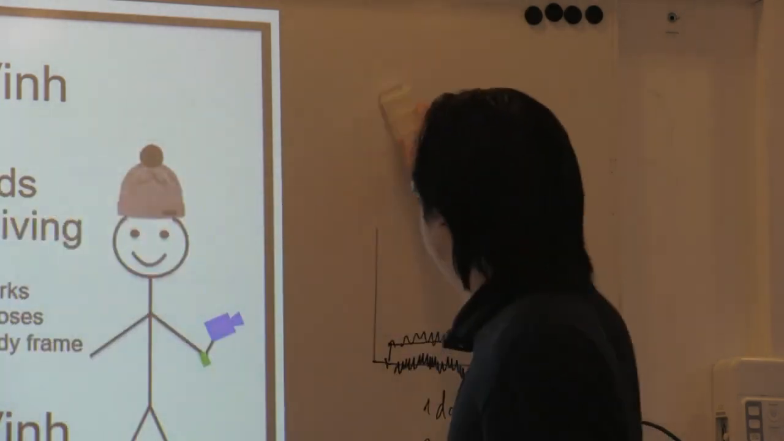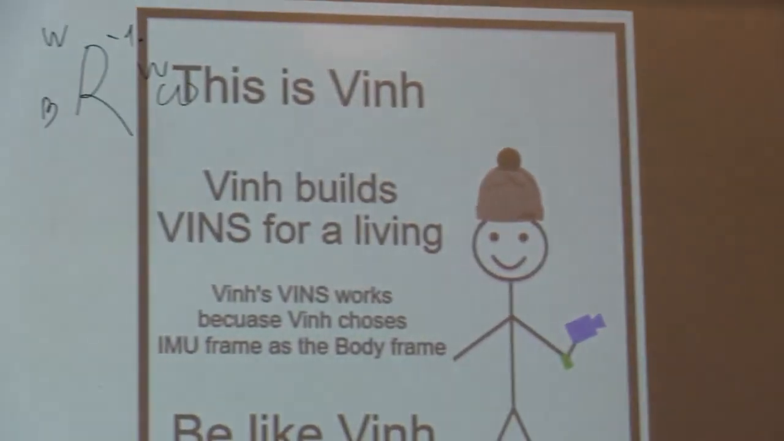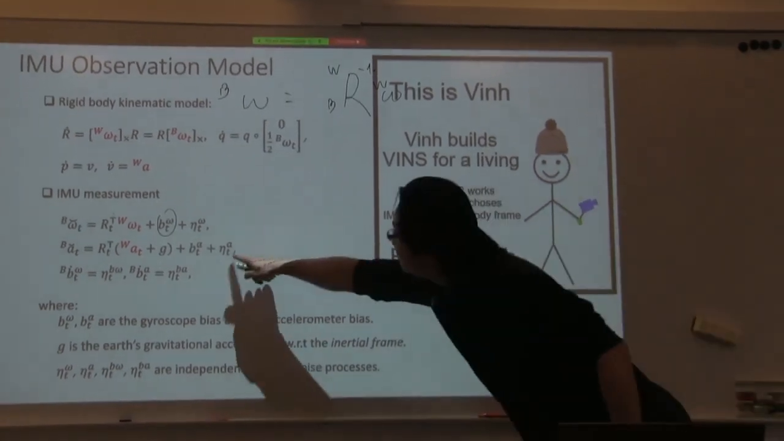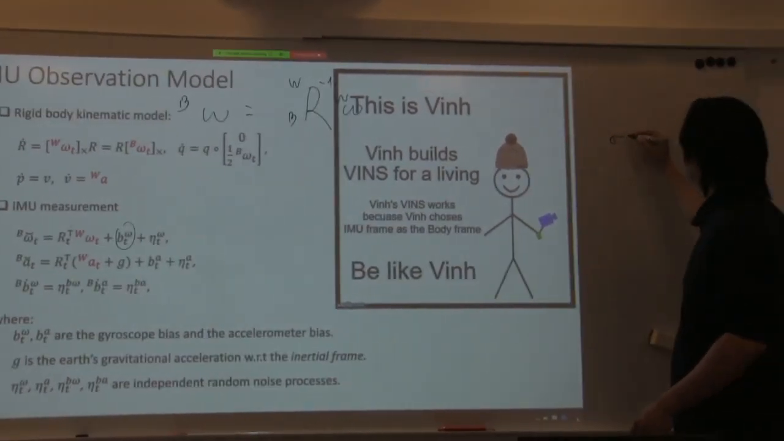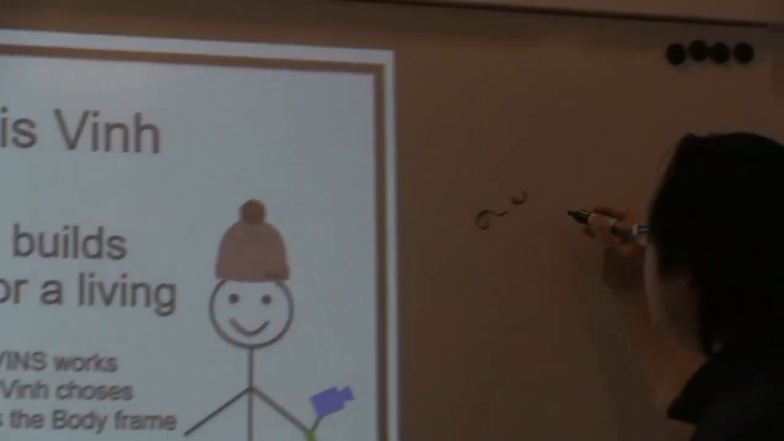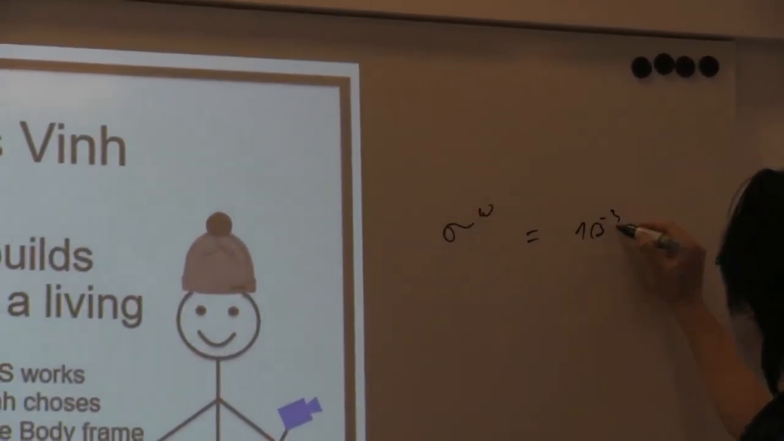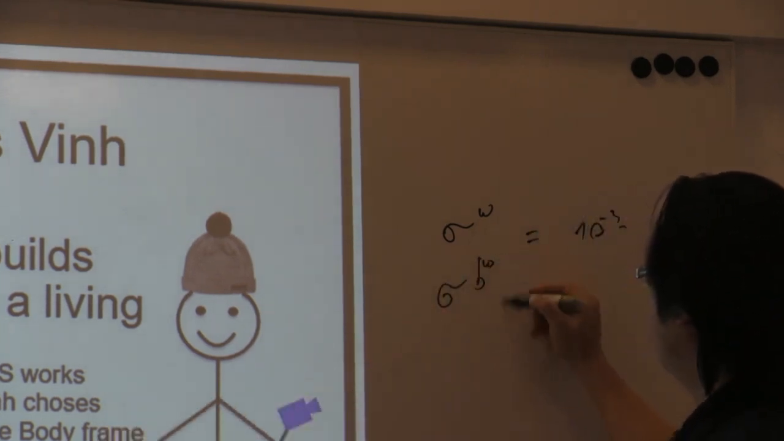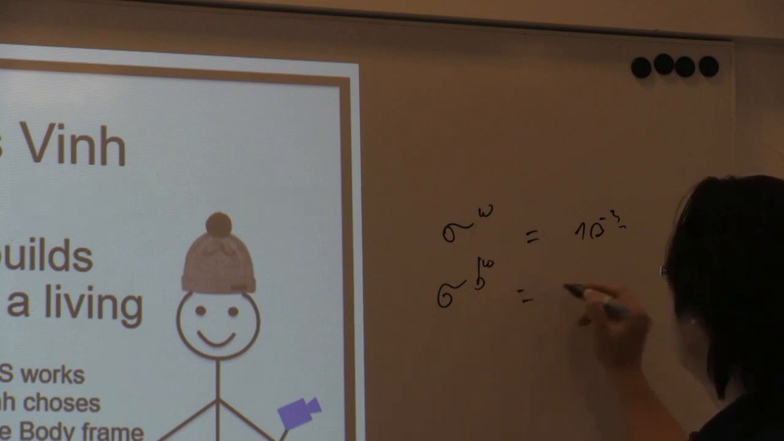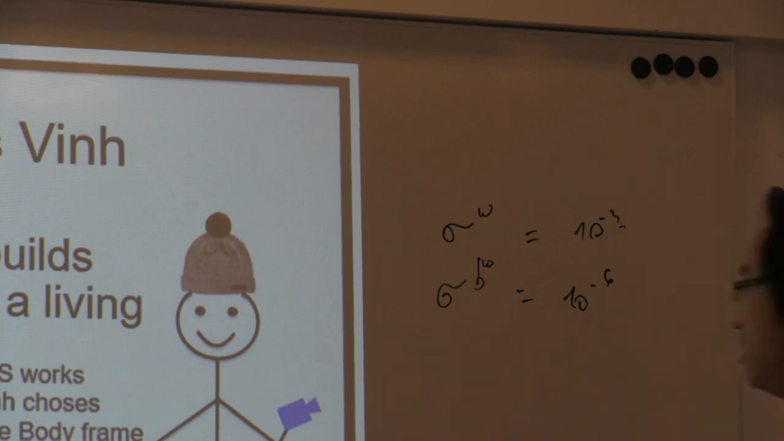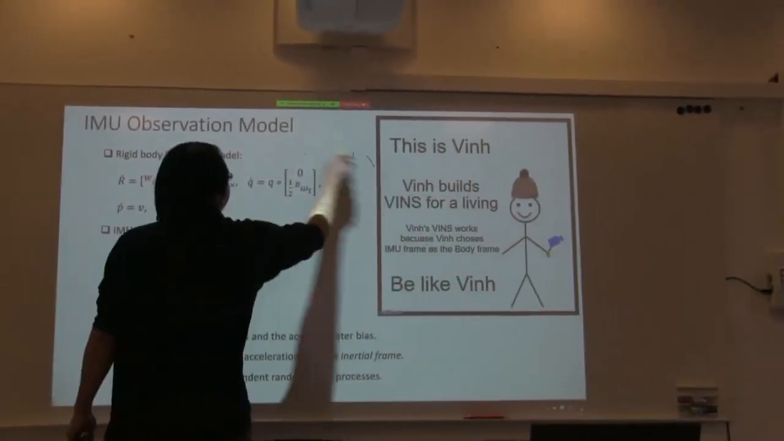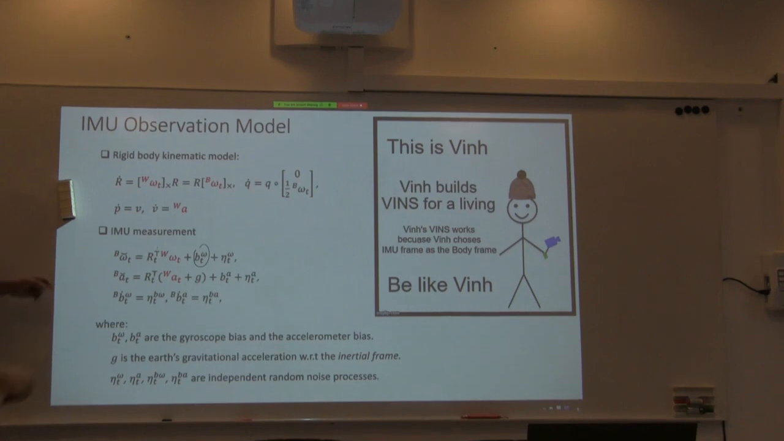And this one is actually quite small. It's like if you have the covariance of, for example, omega is about to the power of 3, but the sigma of the bias is to the power of 6. So the change is very small. Okay. So we are clear about what the IMU measures, right?